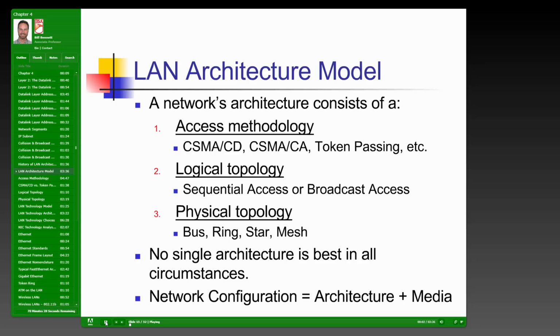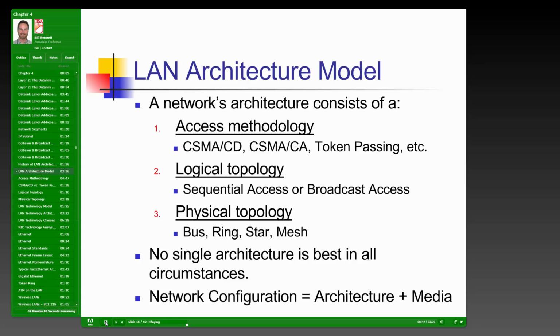So in the previous slide you saw the history of local area networks, and each of those items listed there was a different local area network architecture. Architectures are defined by three different properties: how it accesses the network, what its logical topology is, and what its physical topology is. So an access methodology is how a sending device, a transmitting device, determines whether or not it can place a message onto the media that it needs to transmit the message on.